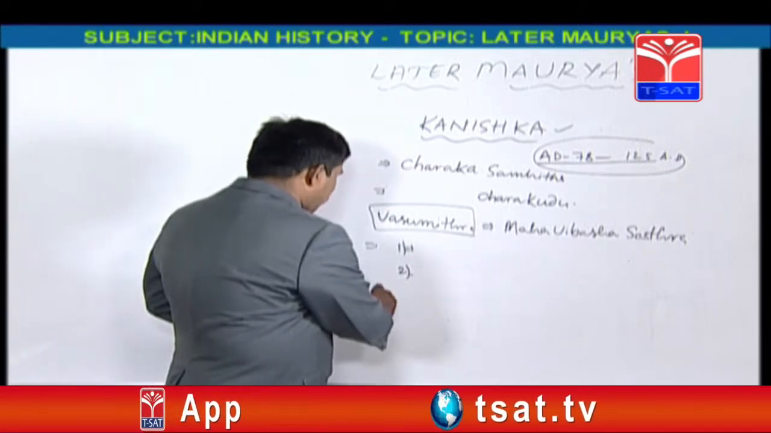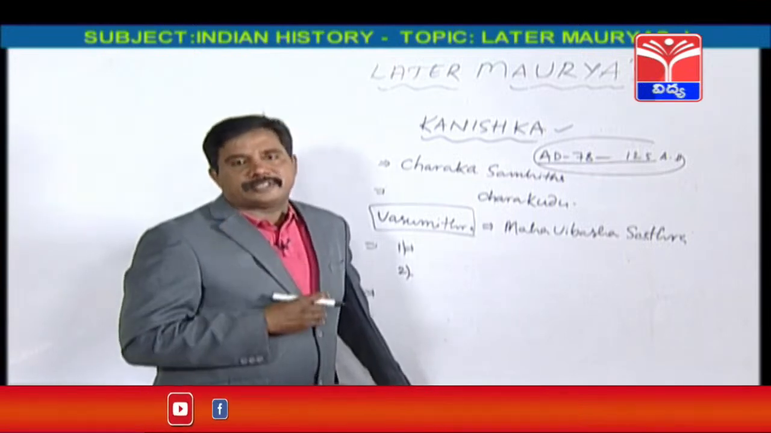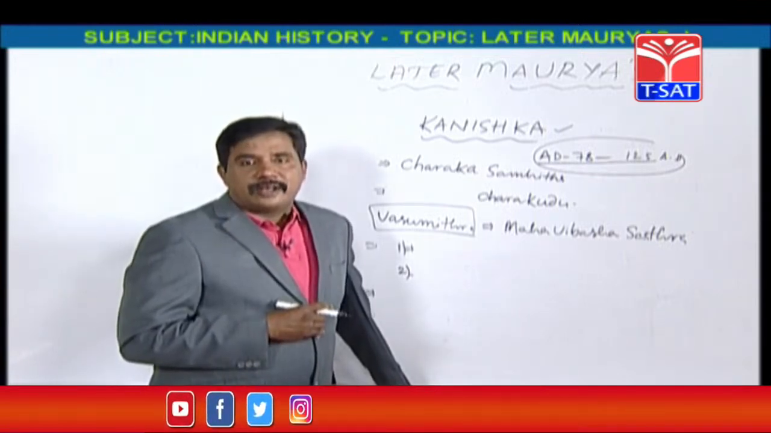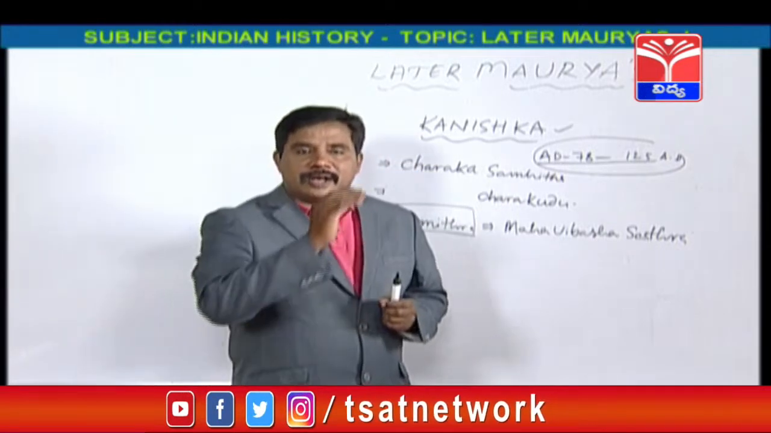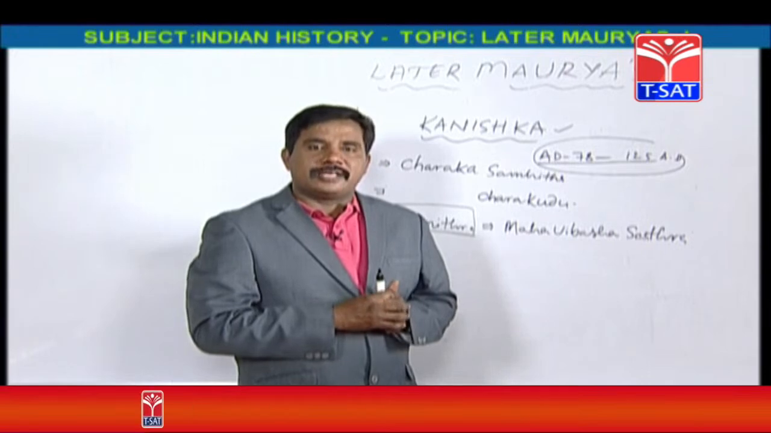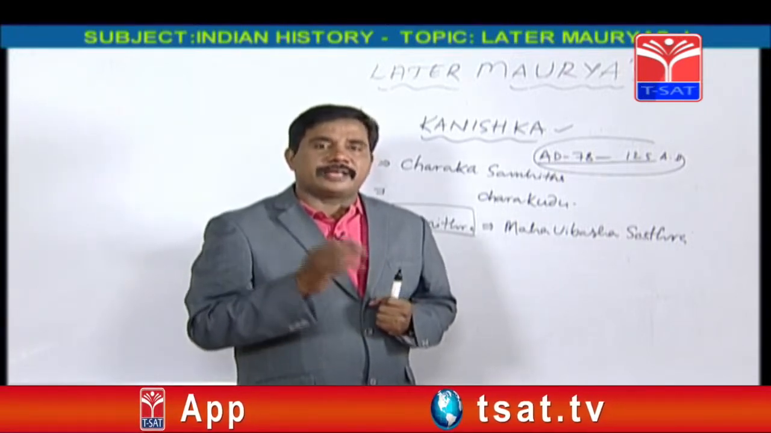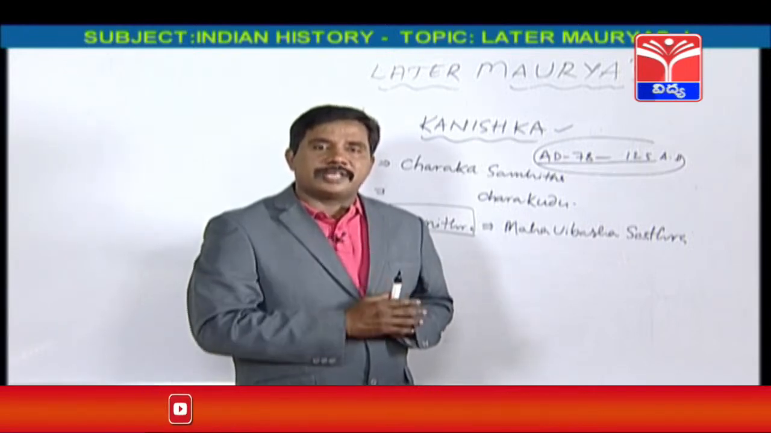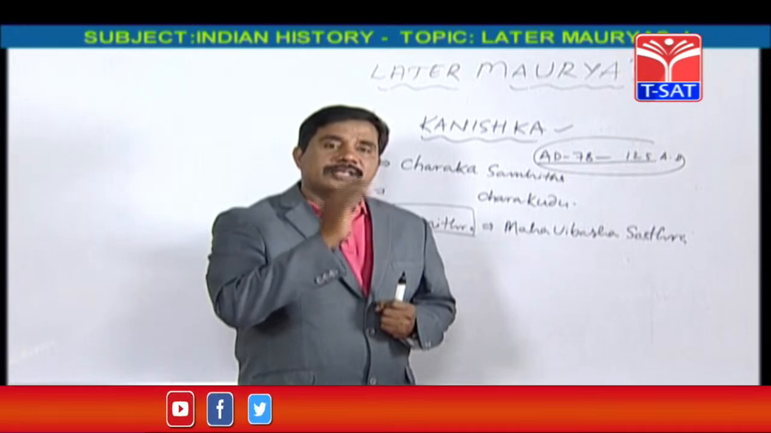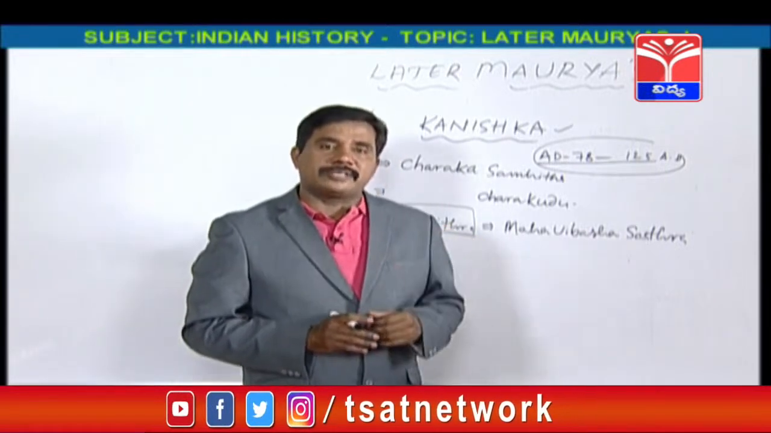Kanishka was the son of Vima Kadphises, but when he became king, he attacked up to Central Asia. Actually, Central Asia was not ruled by any Indian kings, but Kanishka attacked and occupied Central Asia. He is the one and only king who did so.